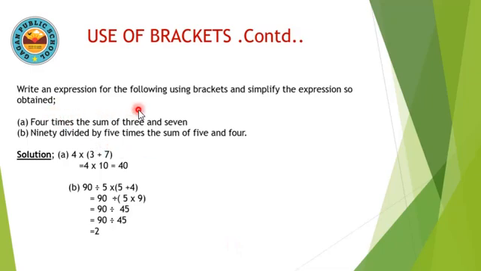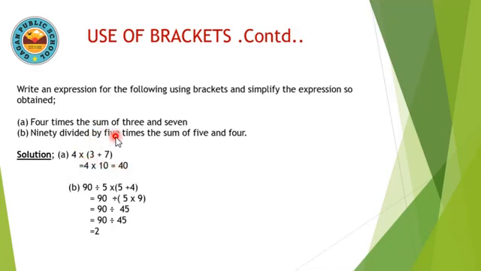Now write an expression for the following using brackets. 4 times the sum of 3 and 7. The sum of 3 and 7 means 3 plus 7. What is the meaning of sum? Plus. So 3 plus 7, and 4 times means 3 plus 7 are in the bracket and 4 is multiplied outside the bracket. 4 times the sum of this, right? So first you have to do the sum of 3 plus 7 and then multiply it by 4. So this is a use of bracket.